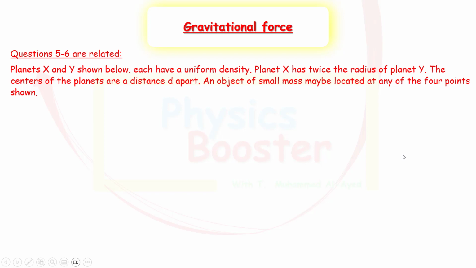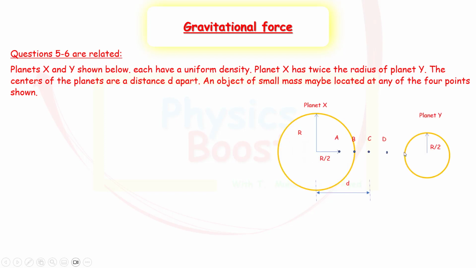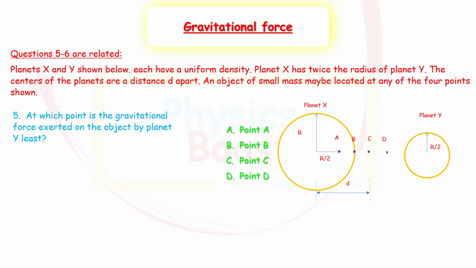Now, Planet X has twice the radius of Planet Y. The centers of the planets are distance d apart from each other, and the object of small mass is located at any of the 4 points shown, A, B, C, and D. Question 5 says, at which point is the gravitational force exerted on the object by planet Y the least? So he's asking about planet Y. Which point, A, B, C, or D, is the force exerted by Y the least?